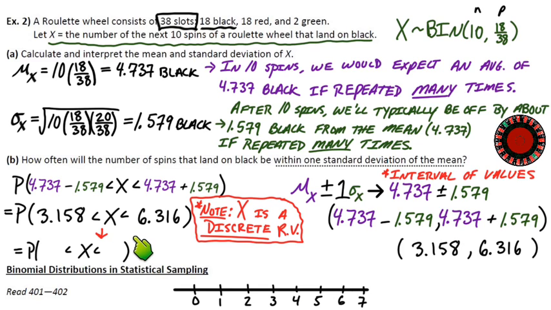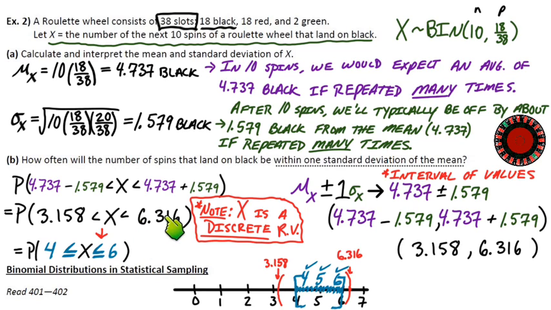To be within one standard deviation, let's think about a number line. If I mark off where I think 3.158 would be versus where I think 6.316 would be, again, I can only use countable numbers. Those decimals won't work. But I do see 3 countable numbers in between there, meaning I could use 4, 5, or 6. So that's really what this question's after, because it's a discrete random variable. What's the probability x is less than or equal to 6, but greater than or equal to 4? So that's the major step in logic here.